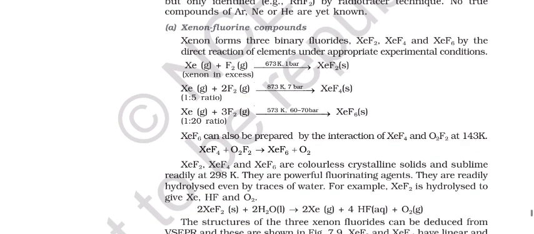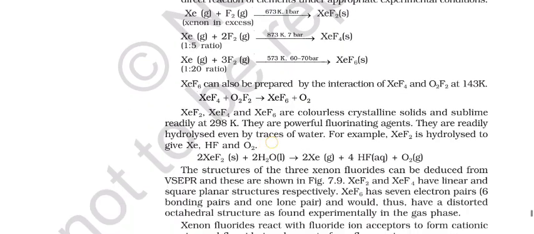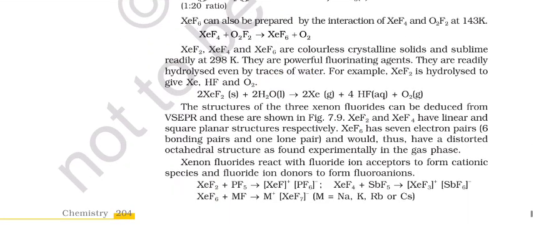Xenon fluorine compounds. Xenon forms three binary fluorides, XeF2, XeF4 and XeF6, by the direct reaction of elements under appropriate experimental conditions. XeF6 can also be prepared by the interaction of XeF4 and O2F2 at 143 Kelvin. XeF4 plus O2F2 gives XeF6 plus O2. XeF2, XeF4 and XeF6 are colorless crystalline solids and sublime readily at 298 Kelvin. They are powerful fluorinating agents.